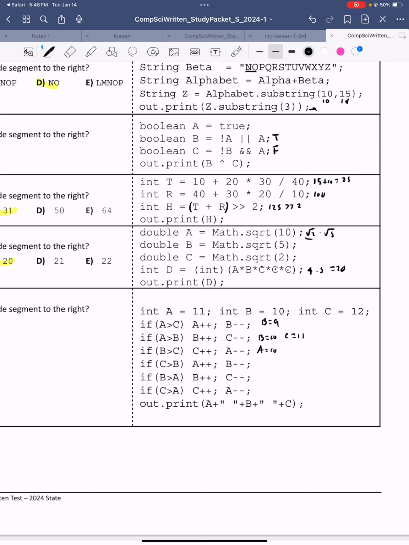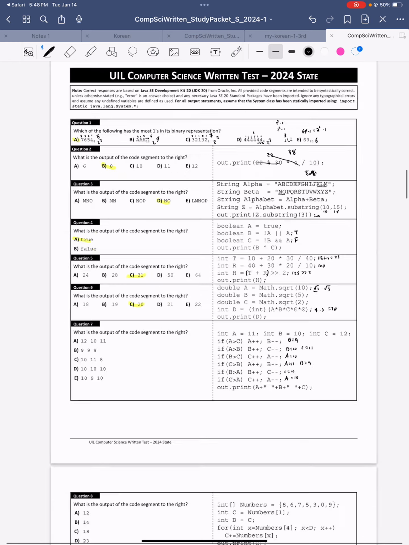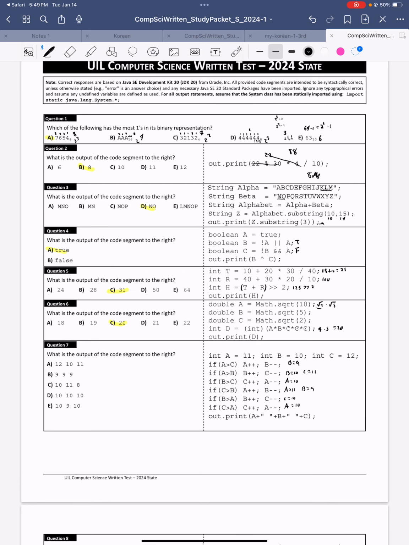And then is 11 greater than 10? Yes. So we're going to add 1 to A. So A is going to equal 11. We're going to subtract 1 from B. B is going to equal 9. And then is B greater than A? Is 9 greater than A? No. So we're going to subtract 1 from C. C is going to be 10. And then is C greater than A? So it's 10 greater than 11? No. So we're going to subtract 1 from A. A is going to equal 10. So we're going to get 10, 9, 10. So E.